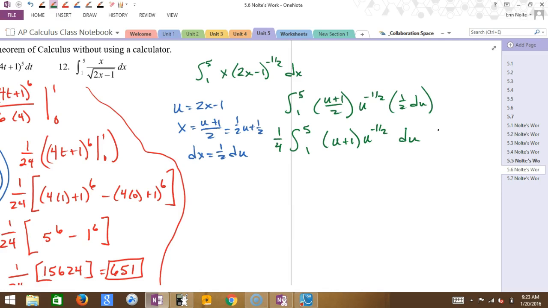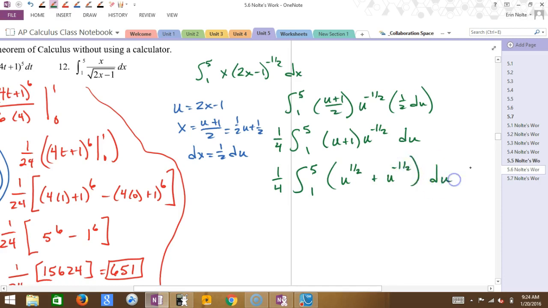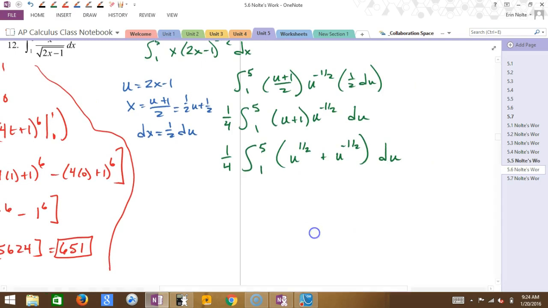Okay, so now I need to put this into standard form. I'm going to distribute the u to the negative 1/2 into that quantity. So that's going to be u to the, what's 1 minus 1/2? 1/2. And 1 times u to the negative 1/2 is u to the negative 1/2. Okay, so now at this point I'm going to integrate my u. I still have this 1/4 out. I'm not going to touch it. What is the integral of u to the 1/2?